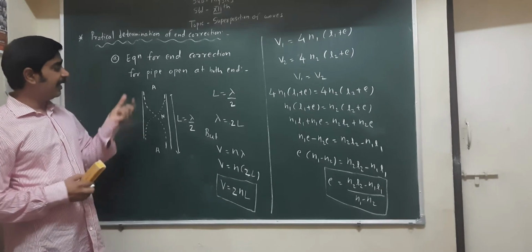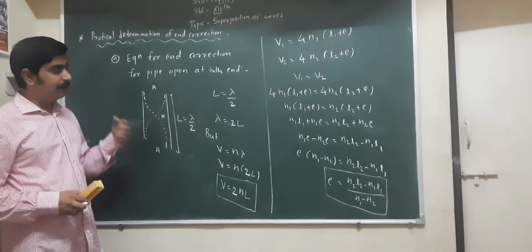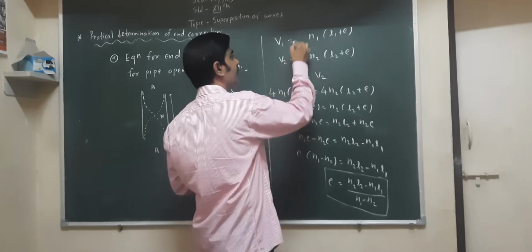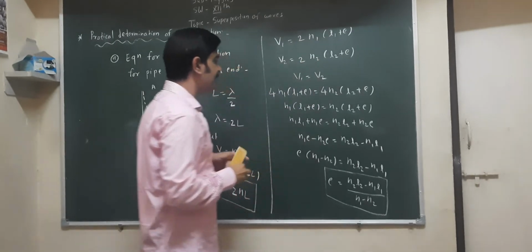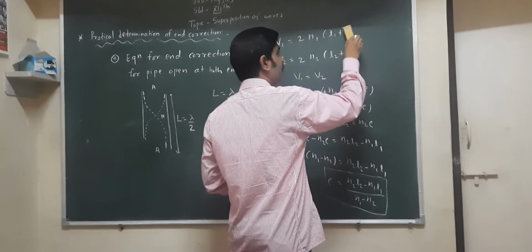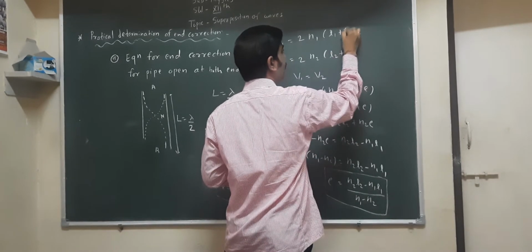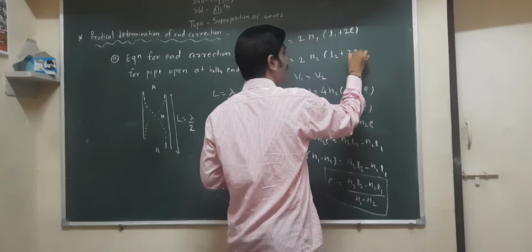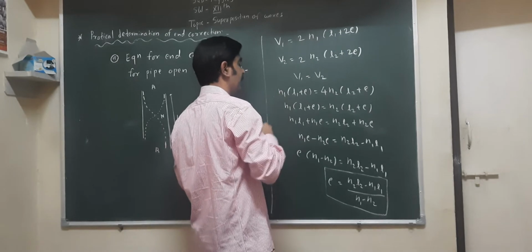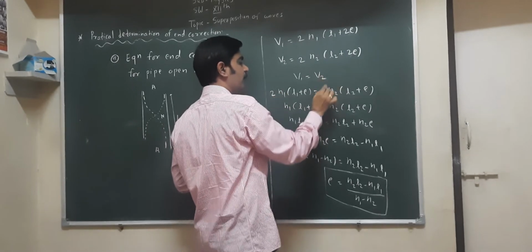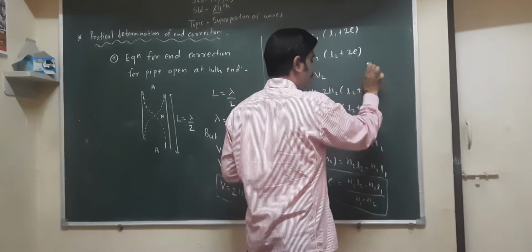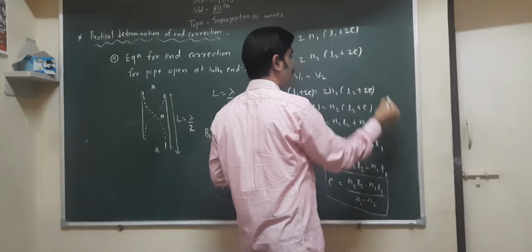Now friends, as the end correction is at both sides, while writing the equation, V1 is equal to, in the place of 4 I can write 2. At the same time, as the end correction is at both ends, we have to add this E plus this E. So the end correction is twice E. In the place of E, we have written 2E. So the end correction will be 2E. But V1 is equal to V2. So again, we can write here 2 in the place of 4, and in the place of E, 2E.